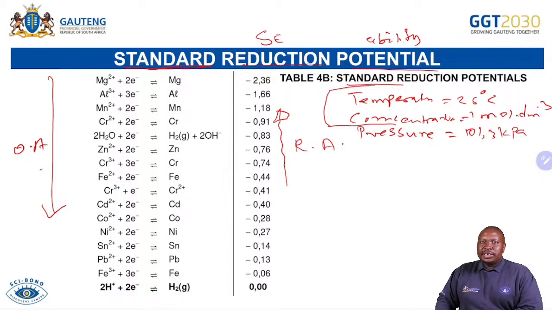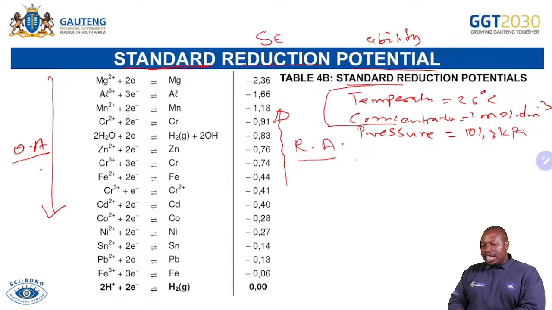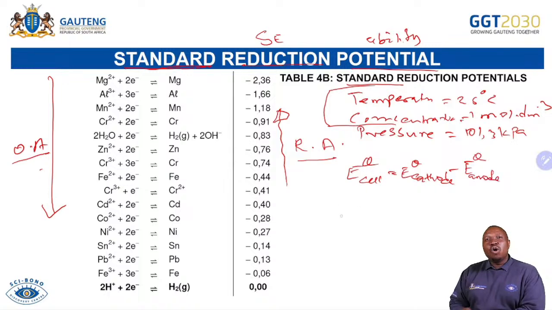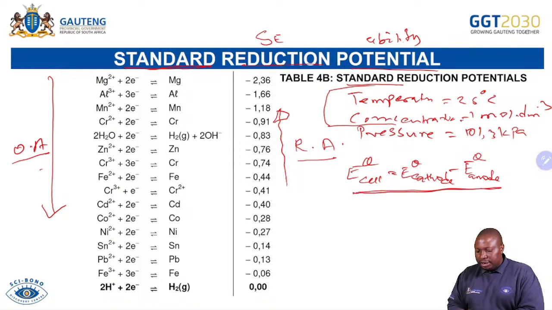I hope you will do as many questions under this section as possible, and you will be prepared, and you will use this table to identify the oxidizing agent and the reducing agent, in order to calculate the EMF of a cell. Remember, EMF of a cell is E cathode minus E anode. Ensure that you copy the formula the way it appears in the data sheet. And you will have seen that in table 4B you have your anode at the top and your cathode at the bottom.